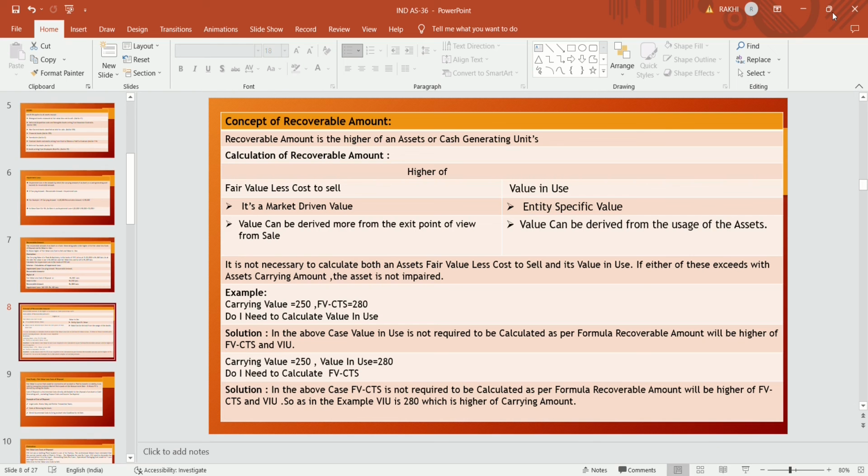It is not necessary to calculate both the asset's fair value less cost to sell and its value in use. If either of these exceeds the asset's carrying amount, the asset is not impaired.